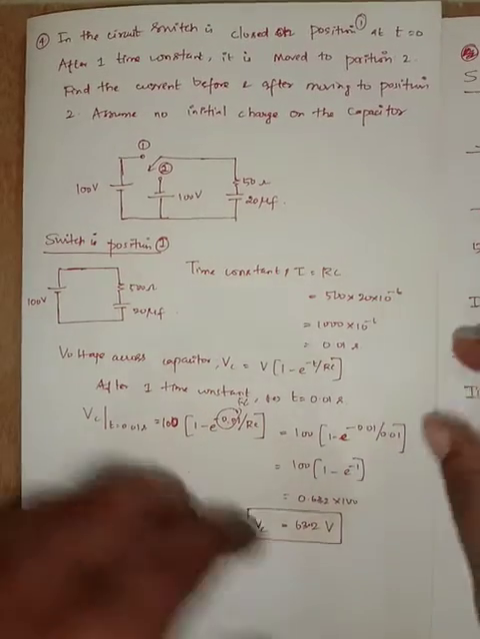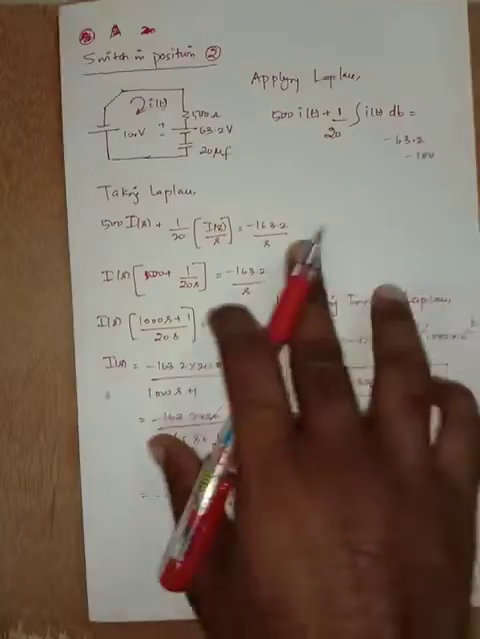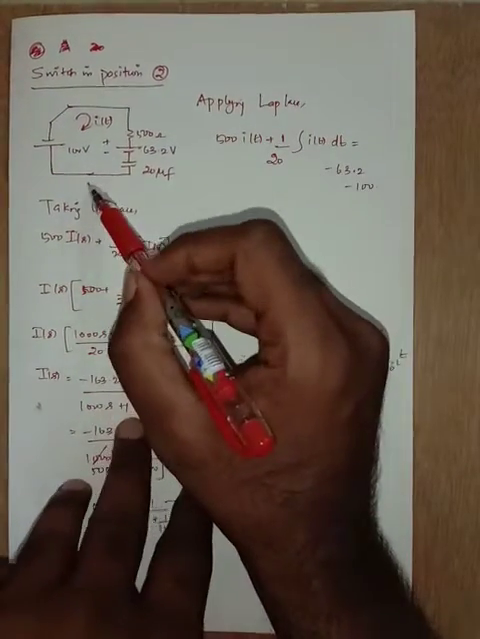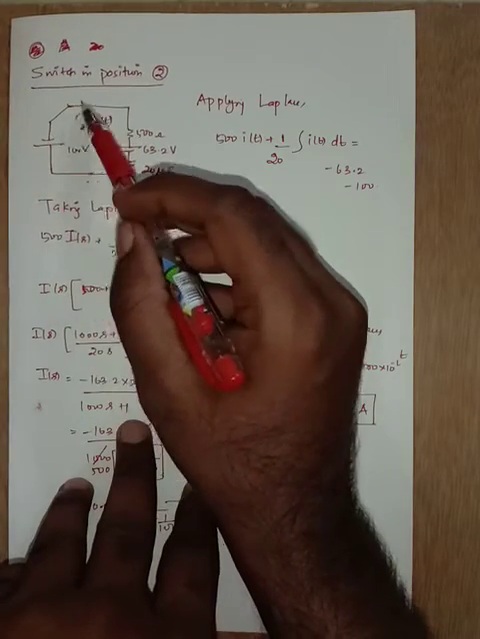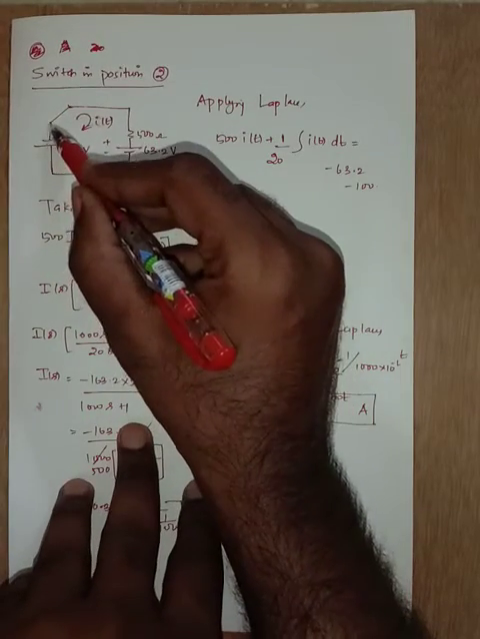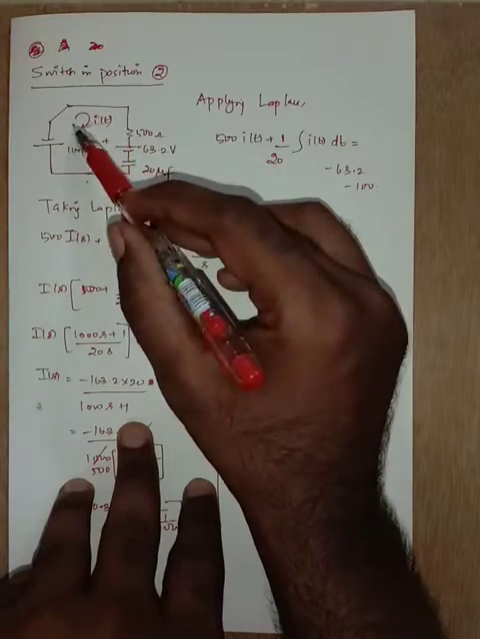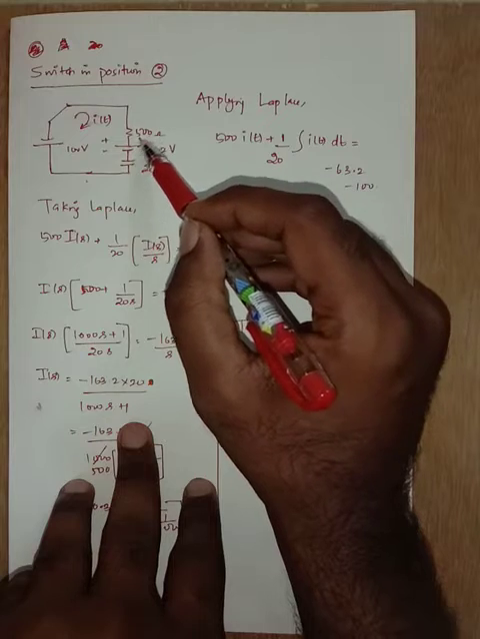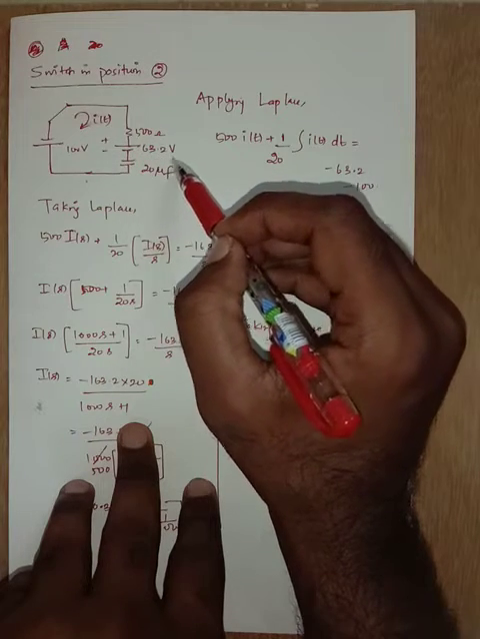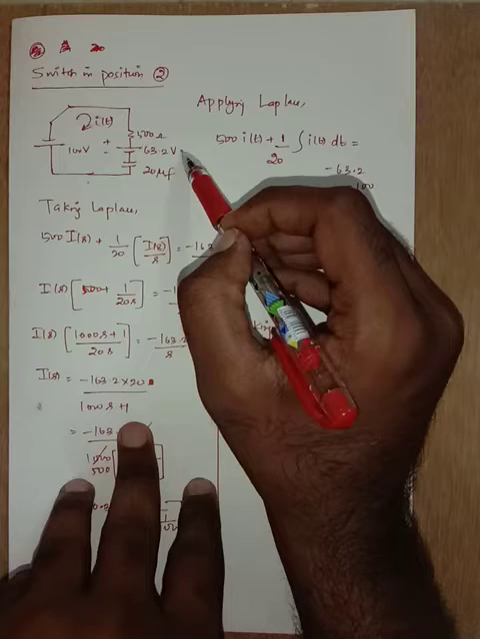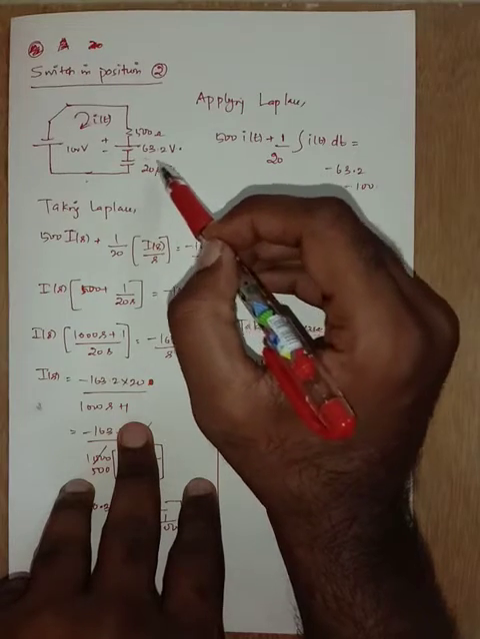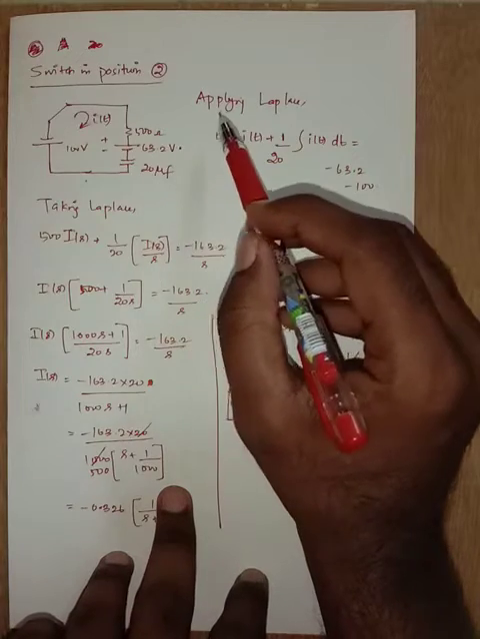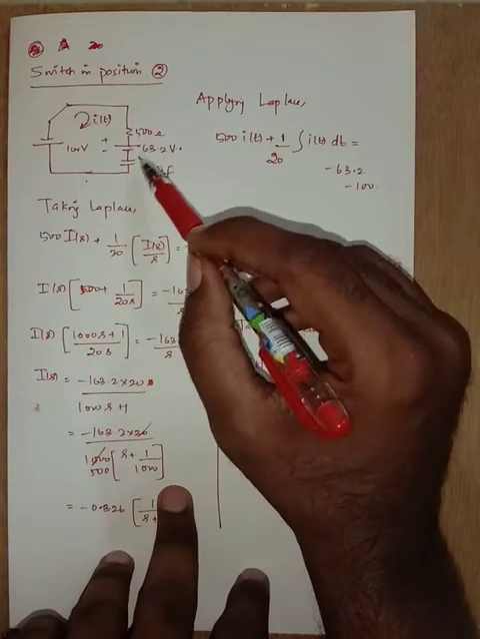So if I move the switch to position 2, what will happen? I'll get this circuit, because the source voltage will be cut off and the switch will be moved to position 2. So this is your position 2. Now I'll assume the current direction to be i of t like this, and then 500 ohm. We have seen the initial voltage is 63.2 volt as we calculated, after moving the switch to position 2. The initial condition is 63.2 volt, and the 20 microfarad in series. So the initial voltage across the capacitor is 63.2 volt.